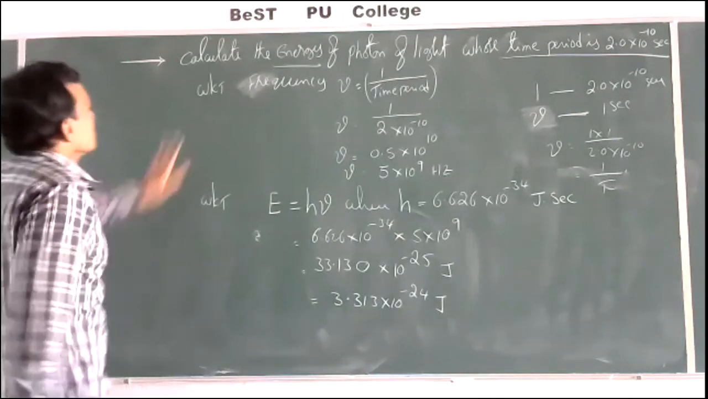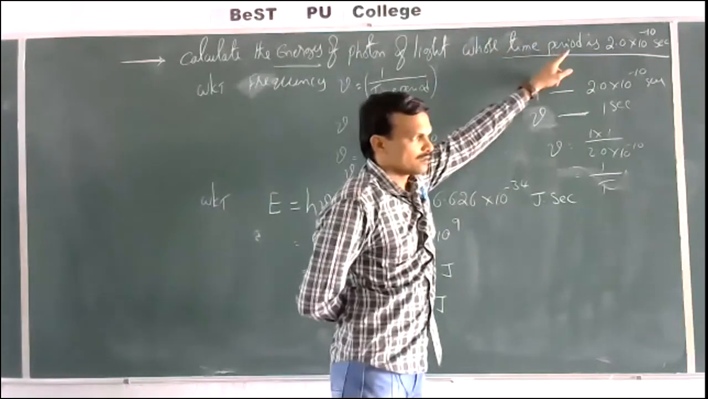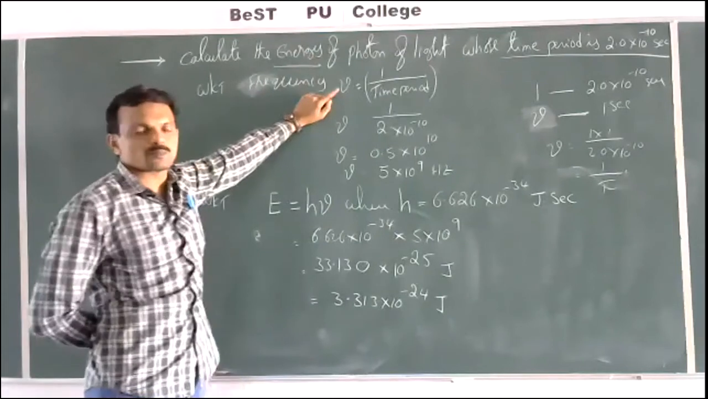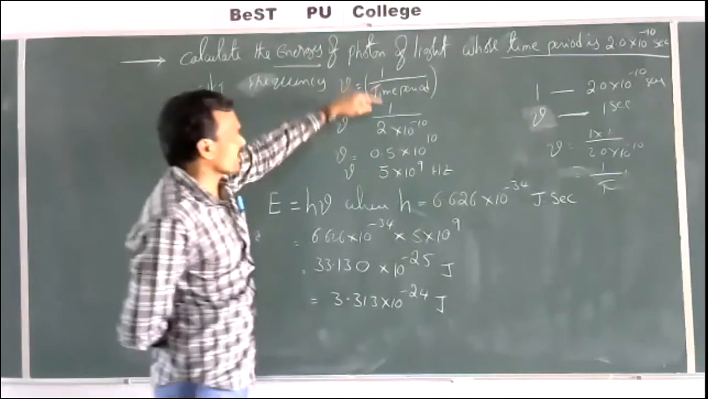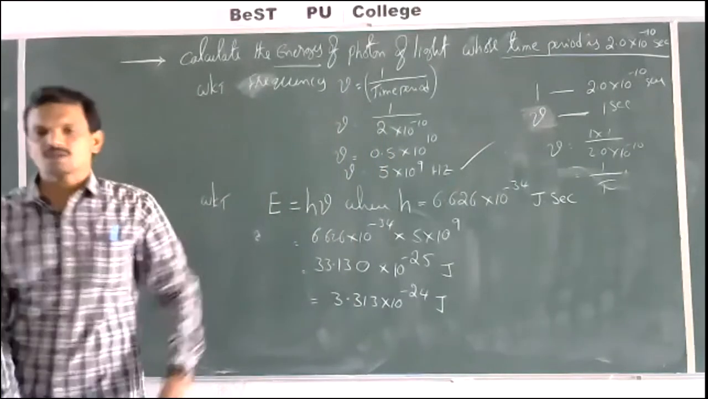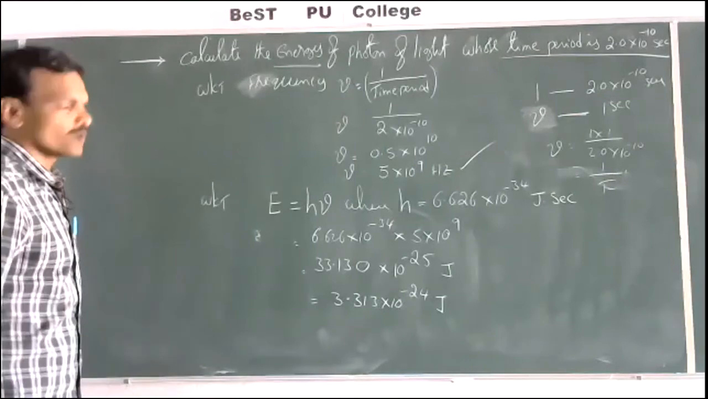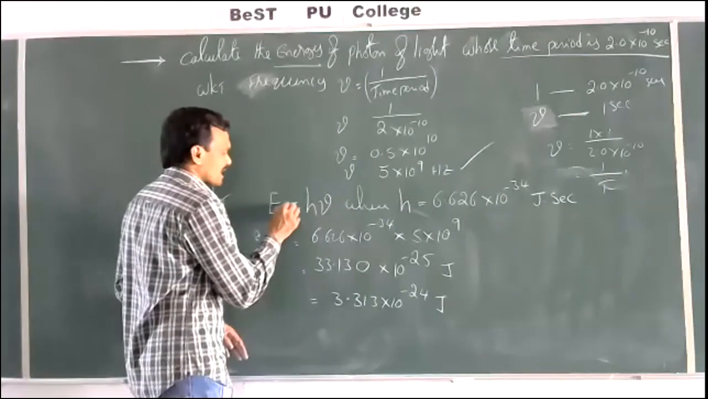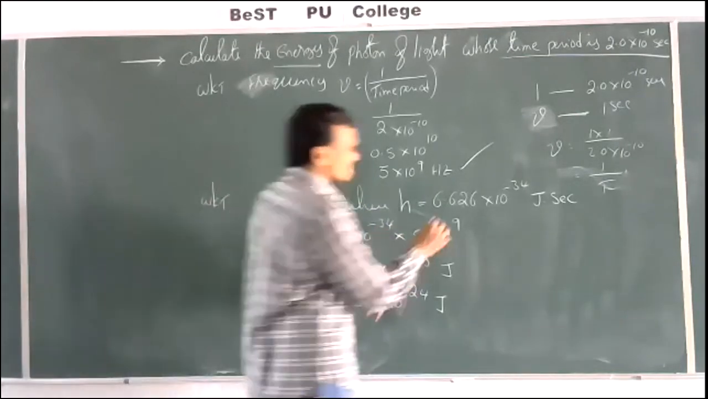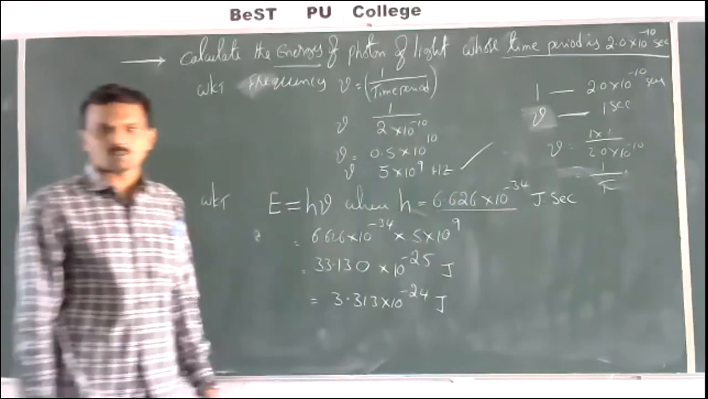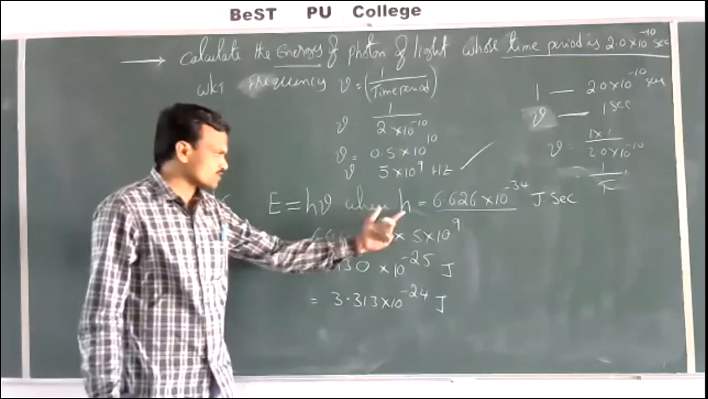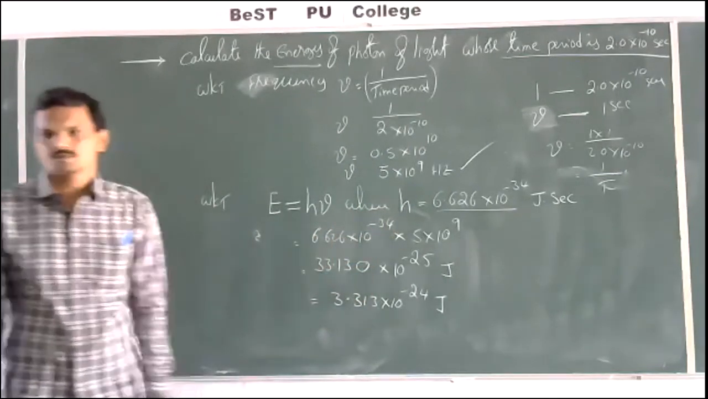So once again, time period is given. From the time period, first I have calculated frequency. Frequency is nothing but the reciprocal of time period of a wave. So 1 by time period, we got 5 into 10 power 9 hertz. Then from the frequency, we can calculate the energy of the photon by using Planck's quantum theory. E is equal to h nu, where h is called Planck's constant and its value is 6.626 into 10 power minus 34 joule second. Substitute both the values, h value and nu value, and simplify, you get the answer.